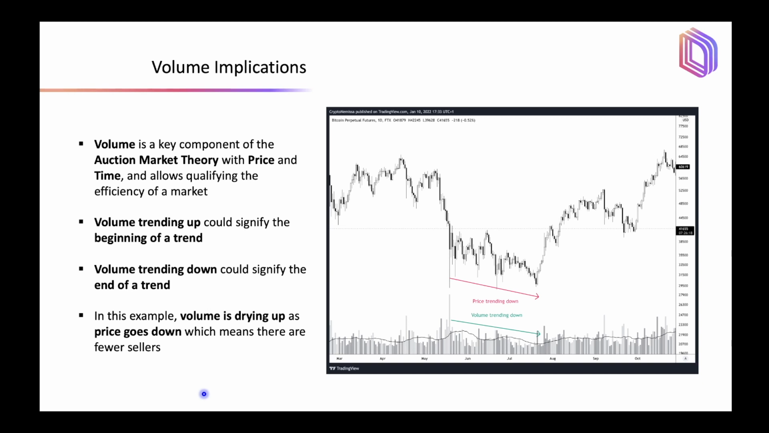The beginnings of trends are often very highly supported by volume, and then we'll see sometimes at the end of the trends that volume is decreasing significantly. So this could signify that we've reached the top.